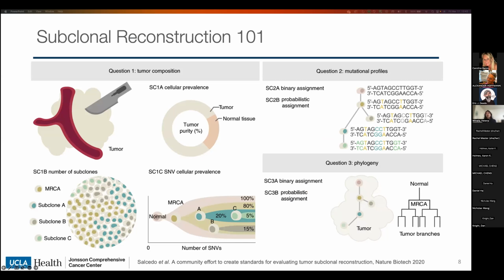There are three main questions that we're trying to solve in subclonal reconstruction. First, we want to look at the tumor composition of each tumor sample from a patient. This means looking into the proportion of cancer versus normal cells in the sample, which is also called tumor purity, as well as the number of subclones and the proportion of each subclone within the sample.